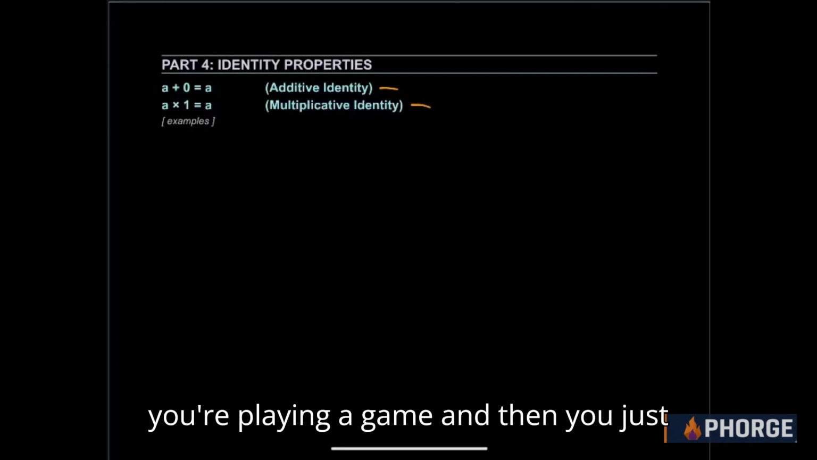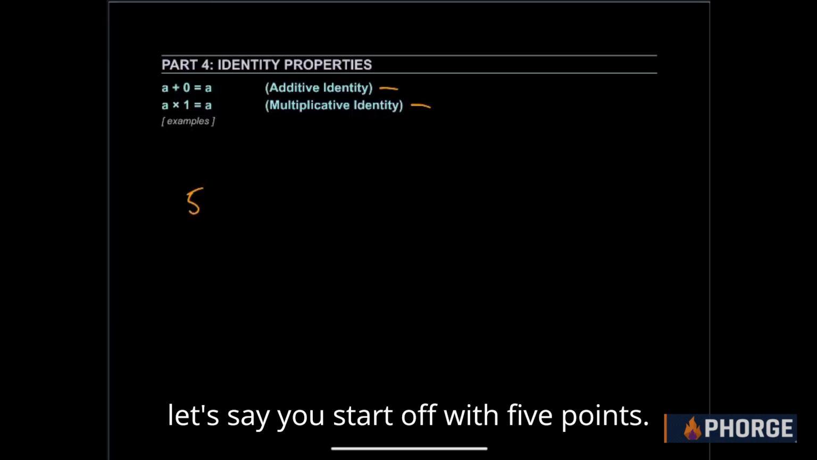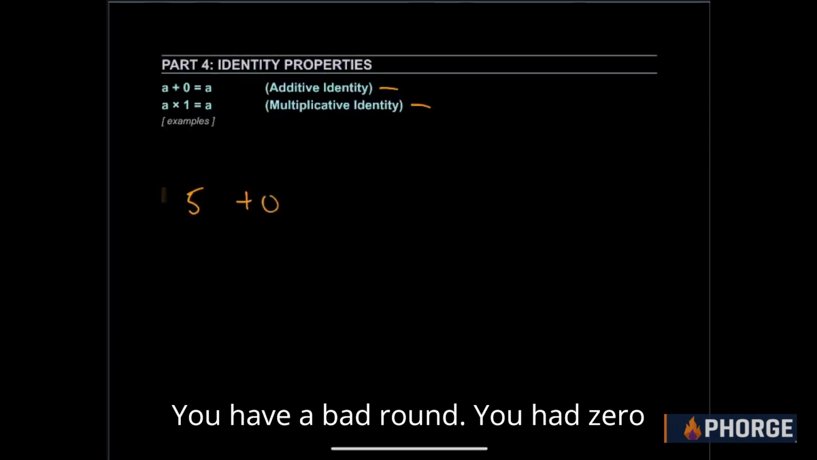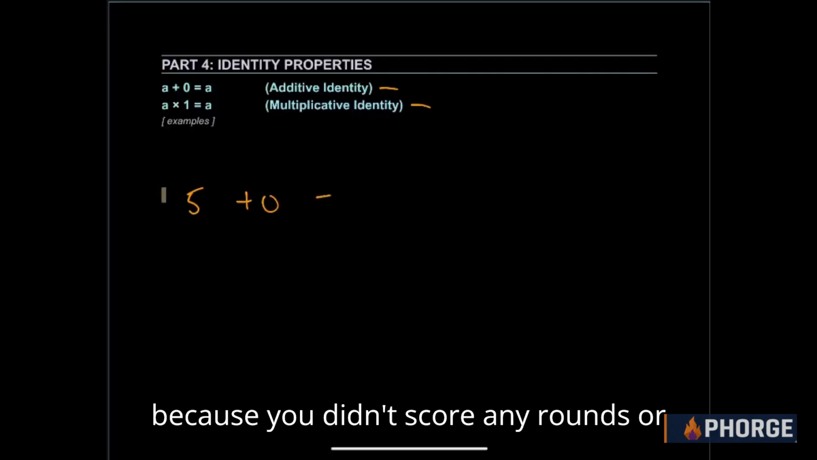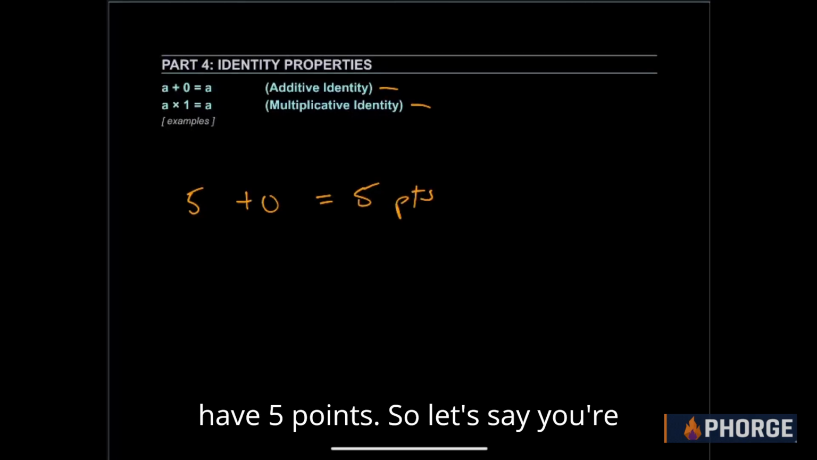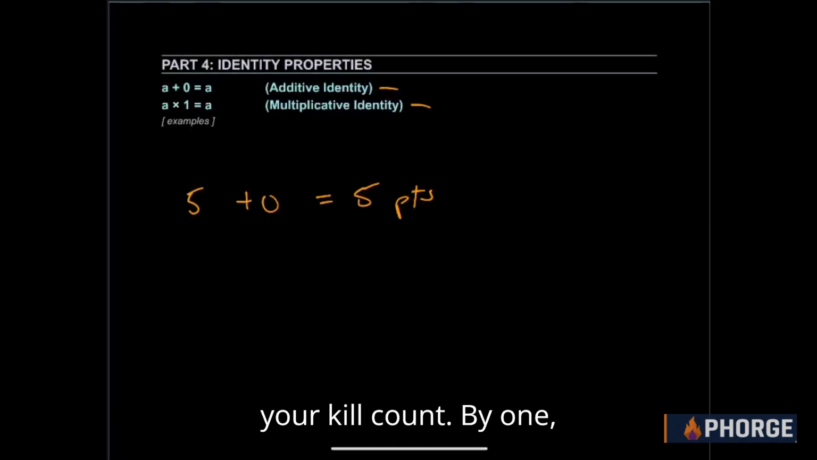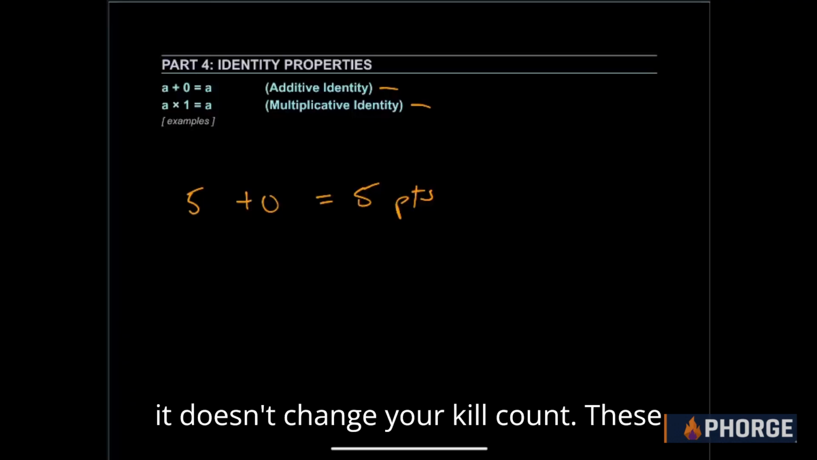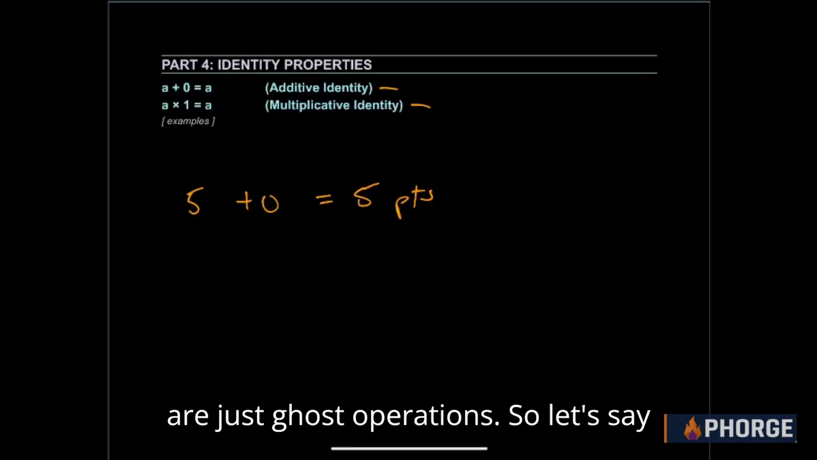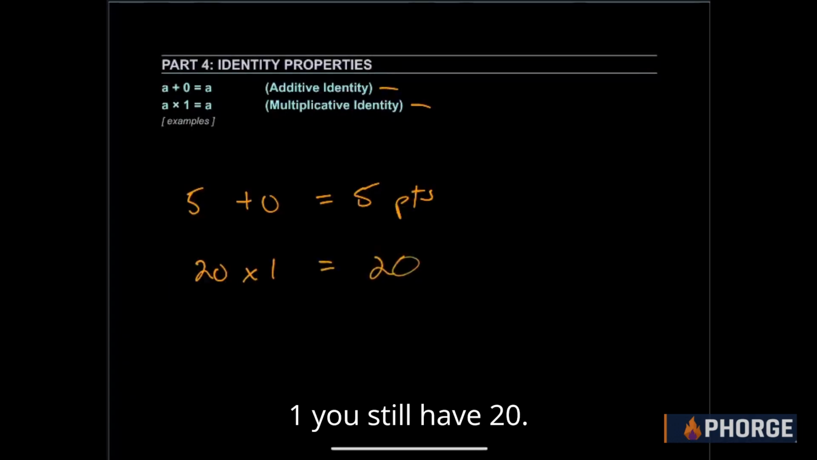So let's say you're playing a game and you just have a bad round. You start off with 5 points. You have a bad round, and you get 0 because you didn't score any points that round. So now you still have 5 points. Now let's say you're multiplying your kill count by 1. It doesn't change your kill count. These are just ghost operations. So let's say your kill count is 20. Multiplied by 1, you still have 20.